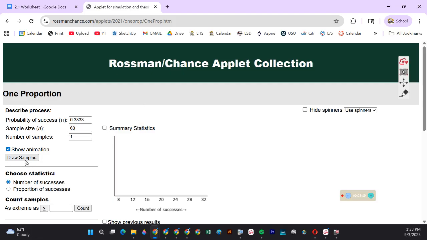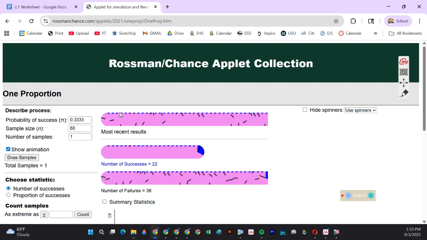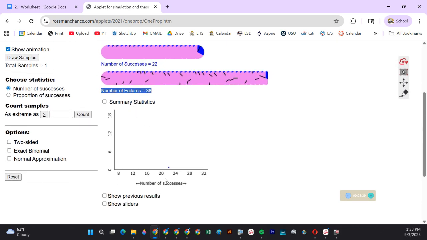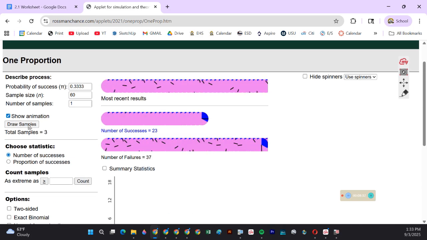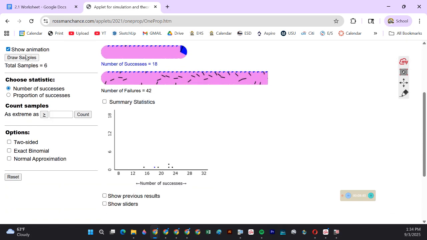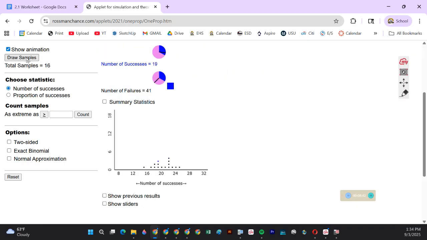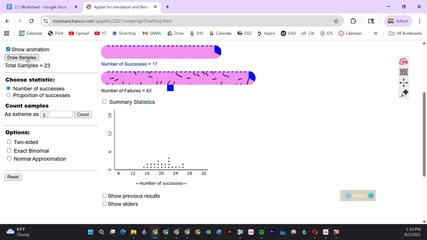Now, click Draw Samples. And then I have 22 successes and 38 failures, and it puts a dot right here at 26 on mine. Yours is going to be something different. So we just simulated 60 rolls of a dice using one click of a button. So now draw, I don't know, a couple dozen samples and watch your histogram. So just keep clicking Draw Samples.